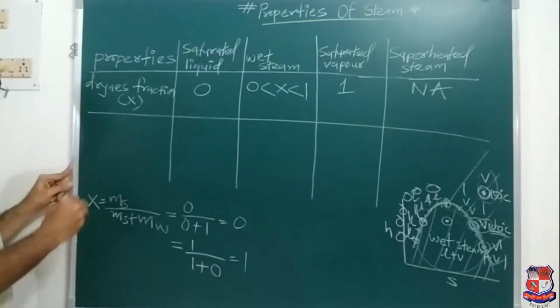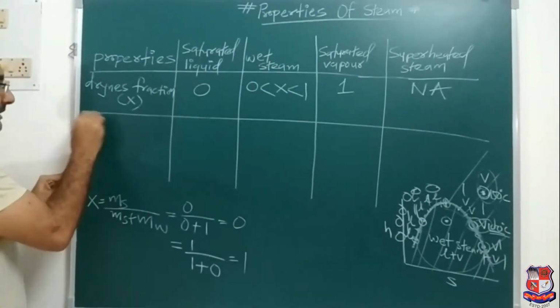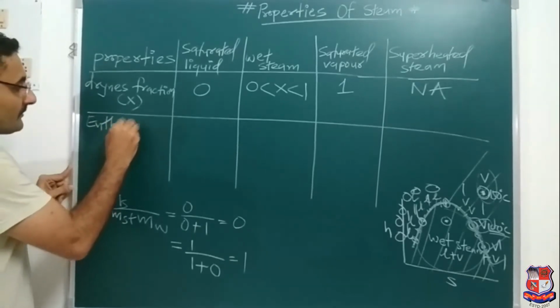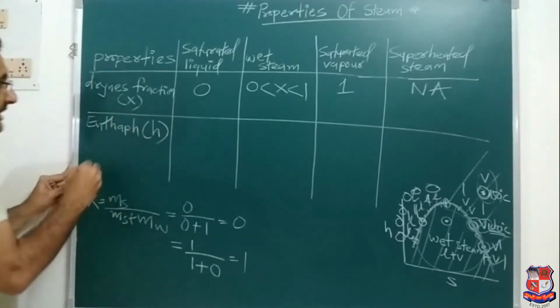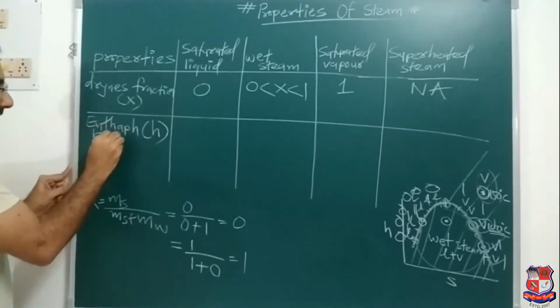Now we'll talk about the next property, which is enthalpy, indicated by H, and its unit is kilojoule per kg.